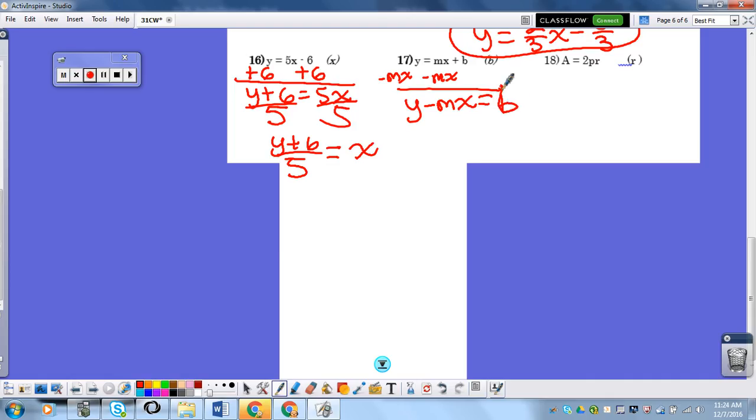And you're done. Number 18 says A is equal to 2 times p times r. Again, whenever they're next to each other, it's multiplication. So we know the opposite of multiplication is division. So I am going to divide by the 2 and the p. What you do to one side, you do to the other, because they cancel each other out and it becomes a 1. 1 times 1 is 1, and 1 times r is just going to be r. So your final answer is r is equal to A over 2p. And that is how you solve literal equations.